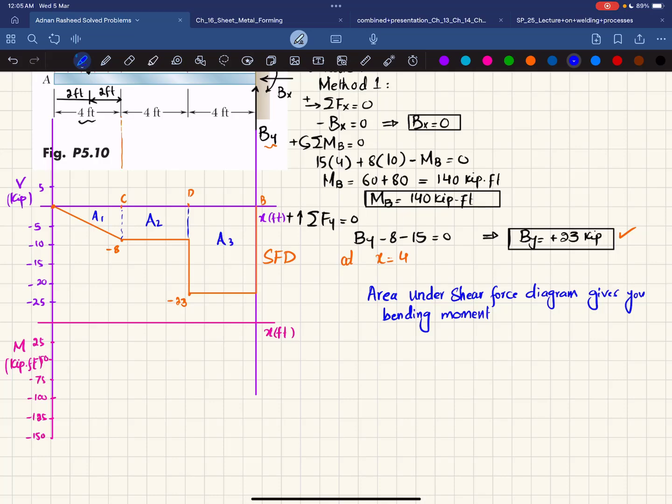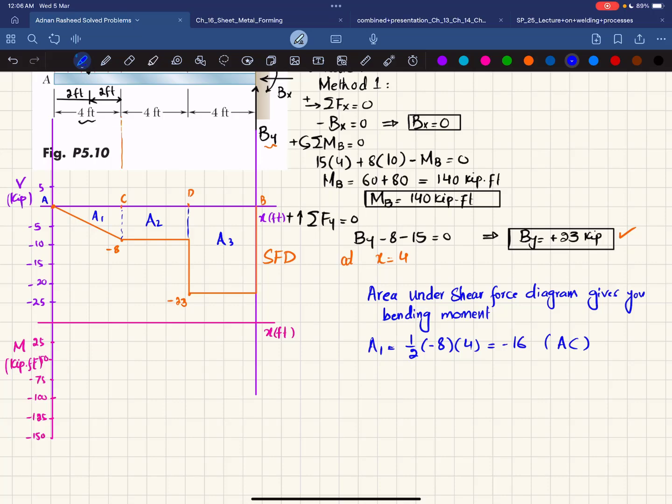So first we will calculate A1. How much is A1? You can see this is a right angle triangle. So its area will be 1 over 2 times base times height. Its base is 4 feet and height is minus 8. So I can write it as 1 over 2 times minus 8 times 4. And when you calculate it, it will be minus 16. This is the area for region A to C. This is your point A.